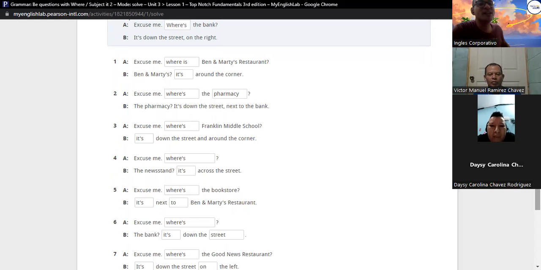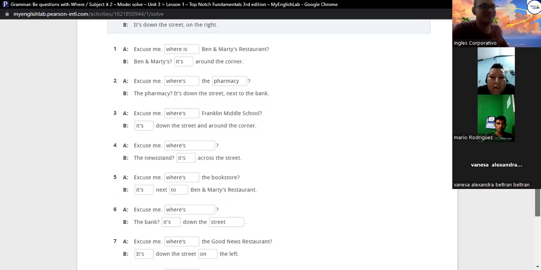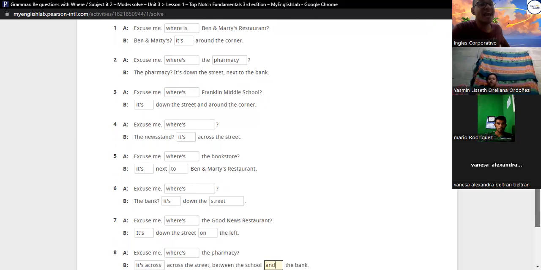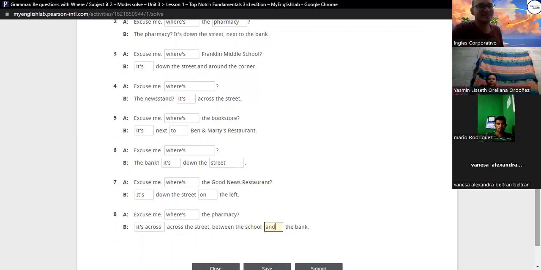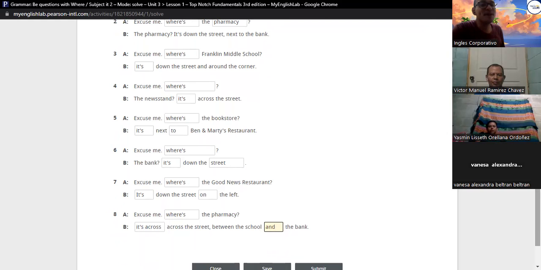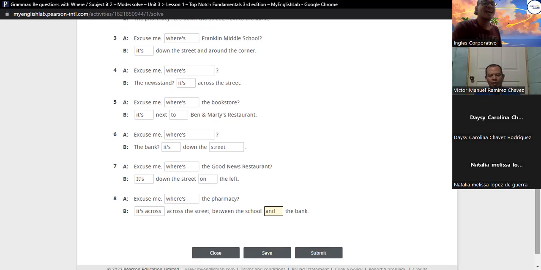Excuse me, where is Franklin Middle School? It is down the street and around the corner. Excuse me, where is the newsstand? Excuse me, where is the bookstore? It is next to Ben and Marty's restaurant. That's correct. Excuse me, where is the bank? It is down the street.